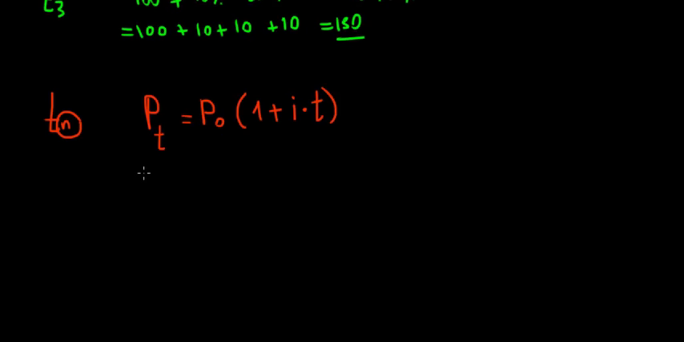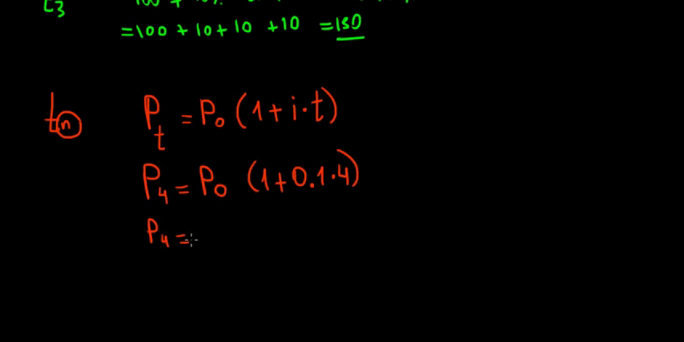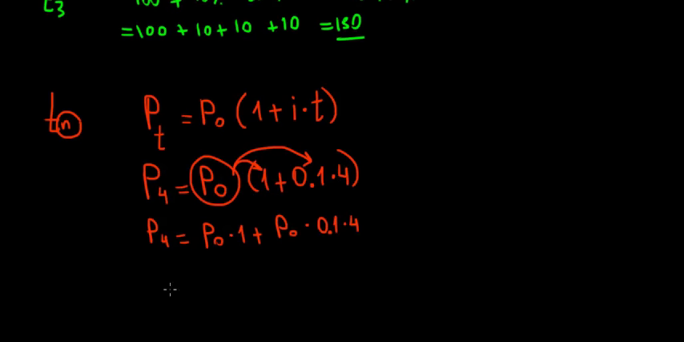So for instance, if we want to find out the payment value in the 4th year, that would be the initial payment times 1 plus 10% multiplied with 4 periods. Does it make sense if we open the brackets? Well, let's see. P4 would be equal to, we take the first term and we multiply with each term inside the brackets. That would be P0 times 1 plus P0 times 0.1 times 4. Well, that would be equal to P0 plus P0 times 0.4.